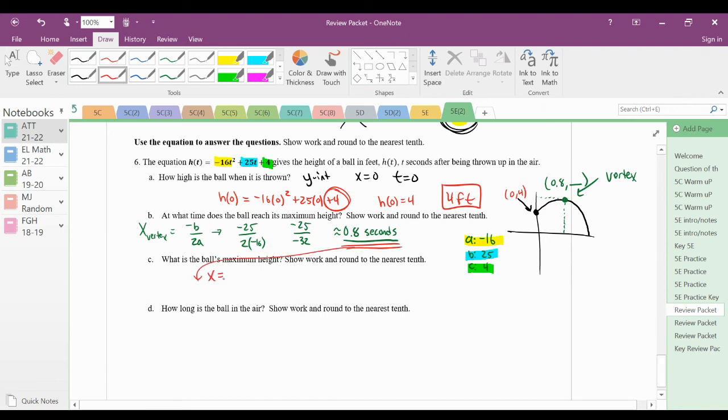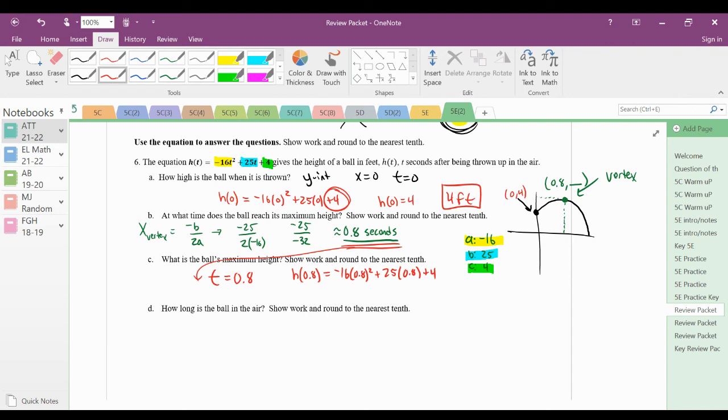So if I know that x, or in this case, I should say t, is 0.8, I'm going to substitute 0.8 into my equation and evaluate what's the height at 0.8 seconds. So that's going to be negative 16 times 0.8 squared plus 25 times 0.8 plus 4. And now I will literally type that exact thing into my calculator. Don't need to do it in steps. If you are careful with your parentheses and your exponents, you can type it exactly in as you see it.